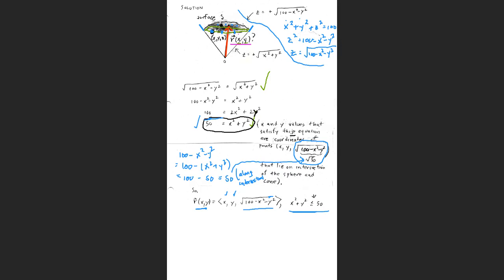So let me ask you, when x and y equal 0, at the very top of the sphere, right here, what's z equal to there? Well, at the very top of the sphere, x would be 0, y would be 0, so z would be just the square root of 100 or 10. Hey, that's the radius, right?